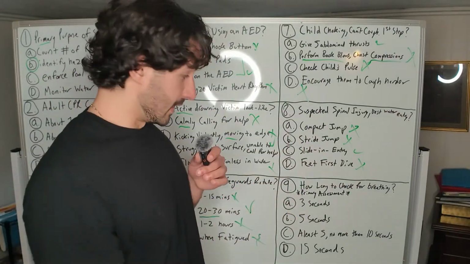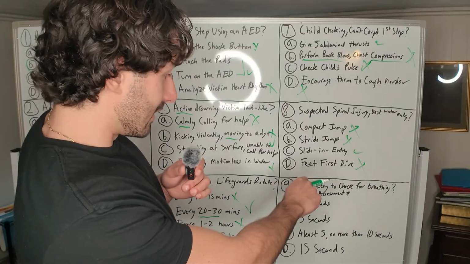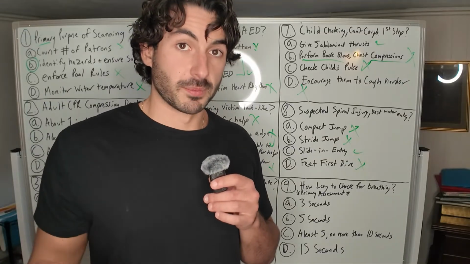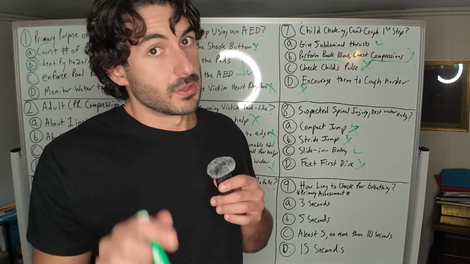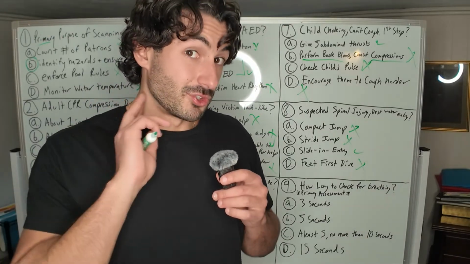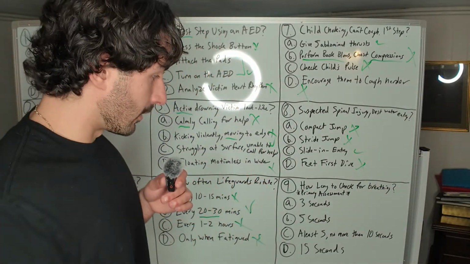And then the last one for this video. How long to check for breathing during a primary assessment? So when you're approaching a victim, you want to check for pulse and breathing. You're putting your ear near them. You're trying to look at their chest, see if it's going up and down. Are you feeling a breath on your face? You're checking for pulse. How long should you be doing that for?